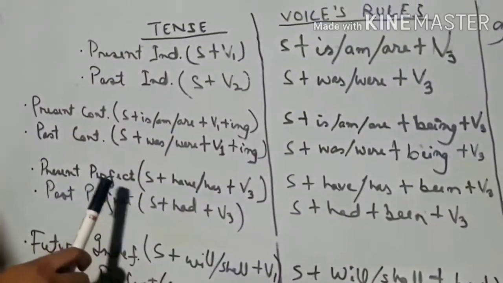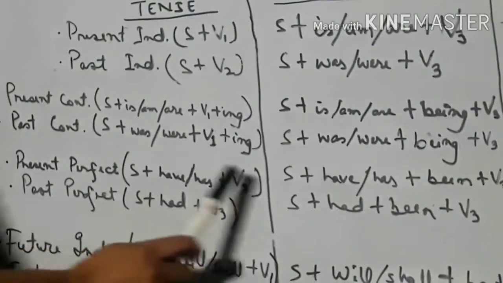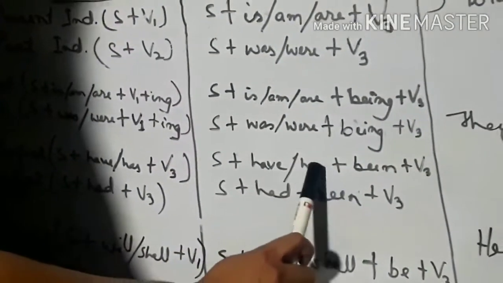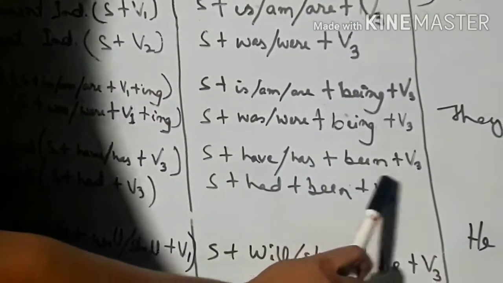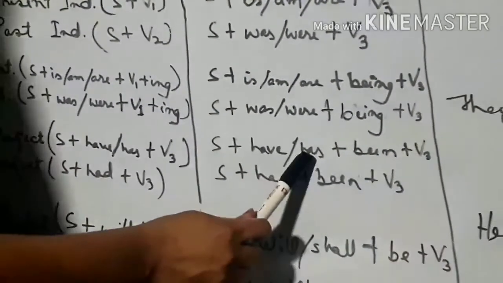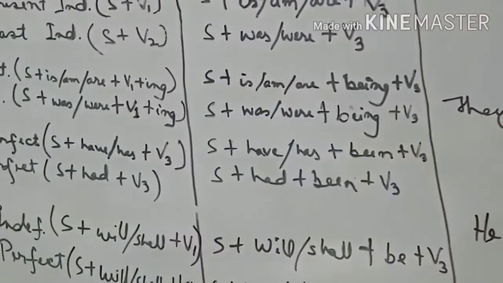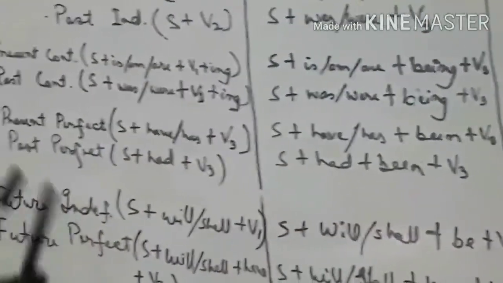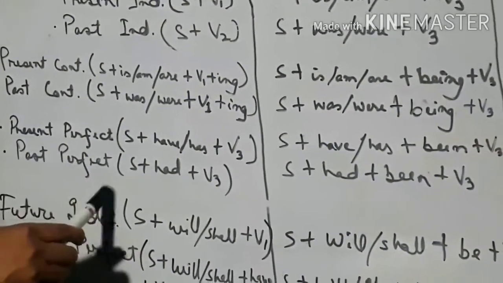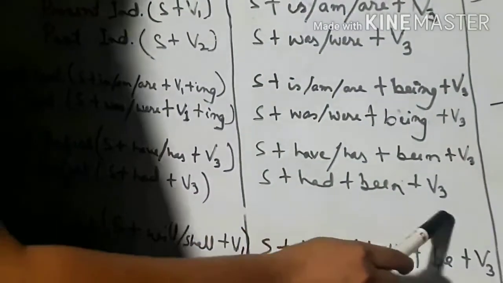Then if the active sentence is given in the present perfect tense form, you need to apply this voice rule: subject plus have or has plus been plus the third form of the verb. B3 means the third form of the verb. We use has only with a singular subject. Then past perfect: if the active sentence is given in the past perfect tense form, you need to apply these rules. Subject plus had plus been plus B3.